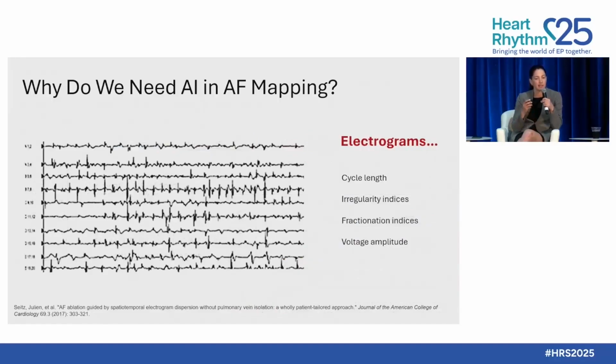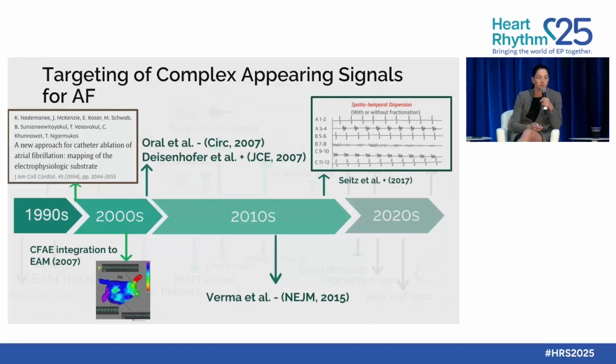And lastly, electrograms are tough to work with, right? In AFib, we're dealing with electrograms that look like this, and our usual computational tools can gather certain metrics from them. We can gather cycle length, fancy irregularity indices, fractionation indices, voltage amplitude, but we use these in every clinical trial. None of them really panned out to tell us what else to ablate, how else to help these patients do better.